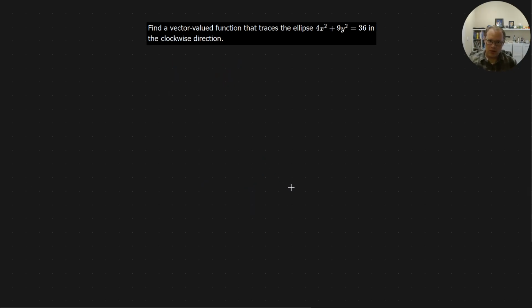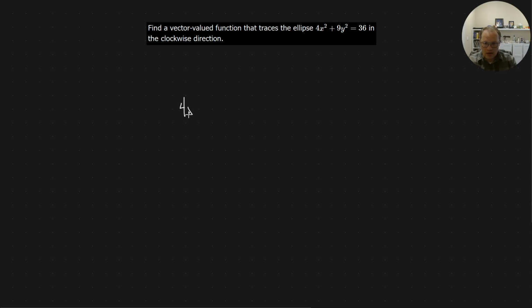one more. This one's just a little trickier. We want to find a vector valued function that traces the ellipse 4x squared plus 9y squared equals 36 in the clockwise direction. Okay? So the best way to deal with orientation is to worry about that at the end. That's our very last thing to worry about. It's actually easy to correct if we have the wrong orientation. So I'm just going to start off by finding a vector valued function that traces the ellipse.